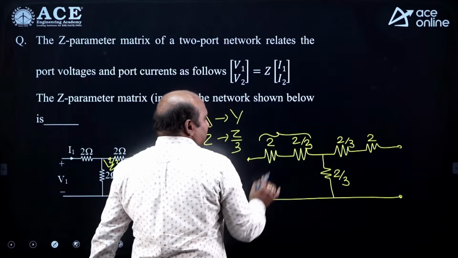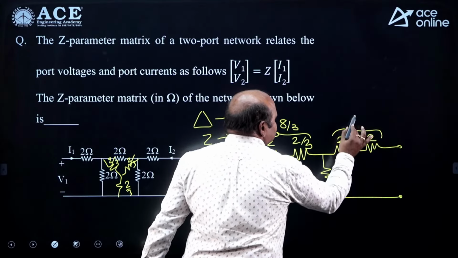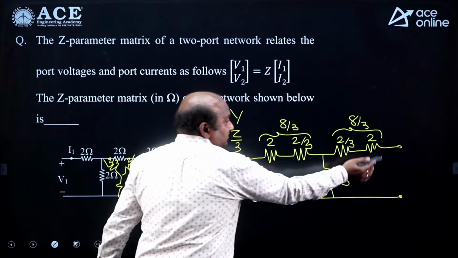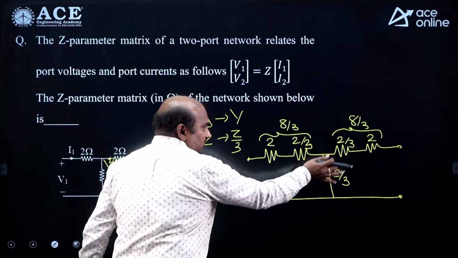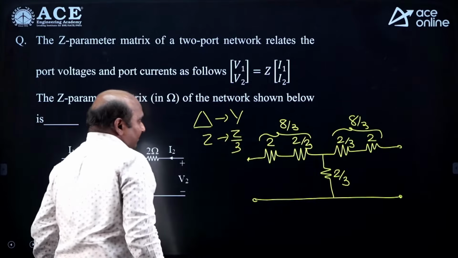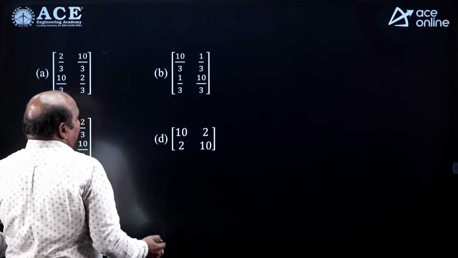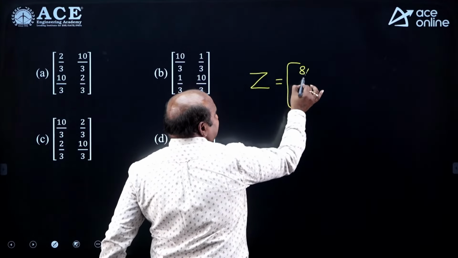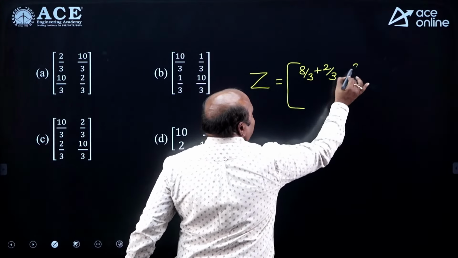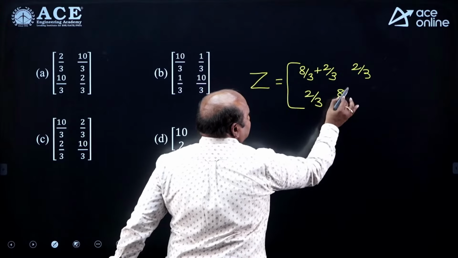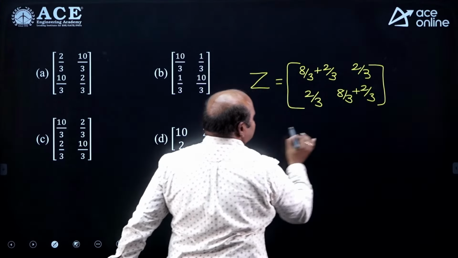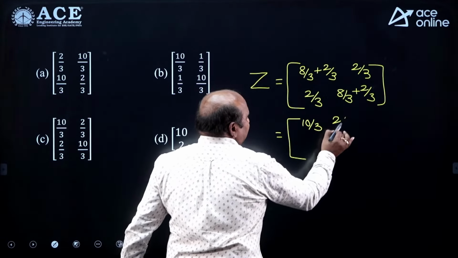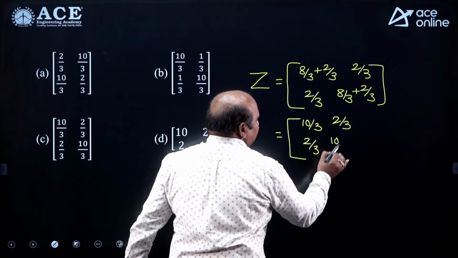These two are in series, that is why you will get 8 by 3, these two are in series, you will get 8 by 3. As per the standard T network, by taking the KVL for this one, Z1 plus Z2, Z2, Z2, Z2 plus Z3. According to that, the Z parameters matrix is equal to Z1 plus Z2, 8 by 3 plus 2 by 3, and Z2, 2 by 3, and 2 by 3, 8 by 3 plus 2 by 3. Since this is a symmetrical and reciprocal network, I can say here 10 by 3, 2 by 3, 2 by 3 and 10 by 3.